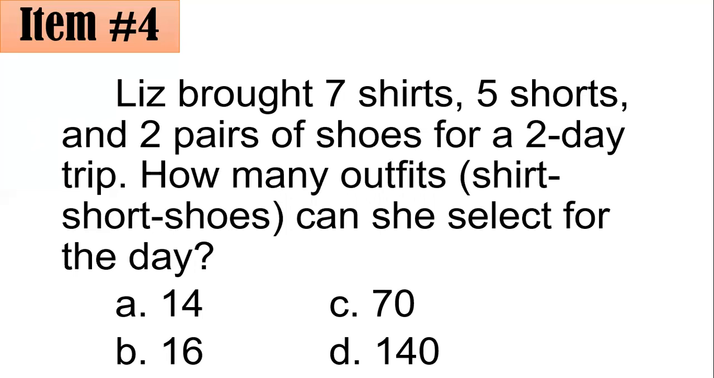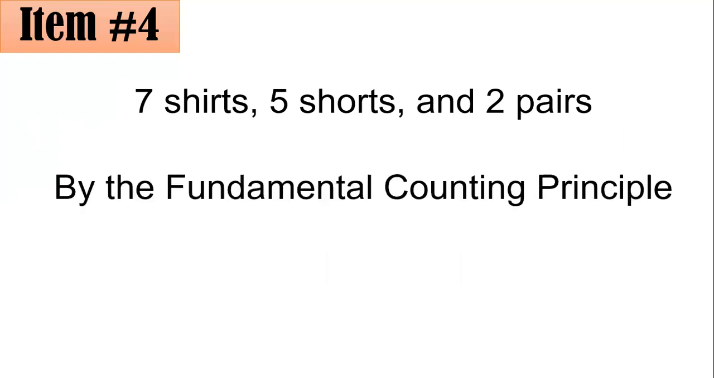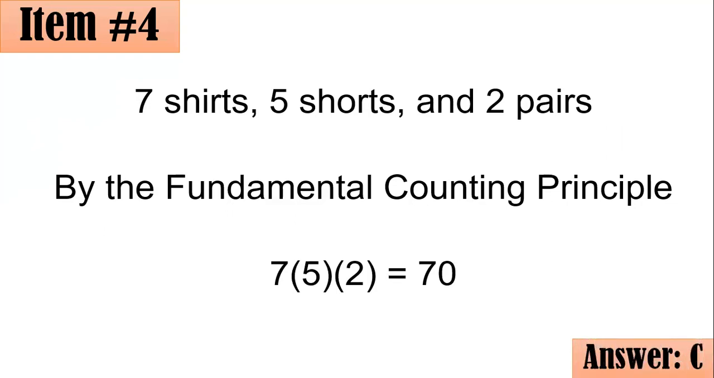So in this case, to get the total number of combinations, all you have to do is utilize what we call the fundamental counting principle. And hence, we have to multiply 7, 5, and 2, and that gives us a total of 70 outfits consisting of a shirt, a pair of shorts, and a pair of shoes. Letter C.